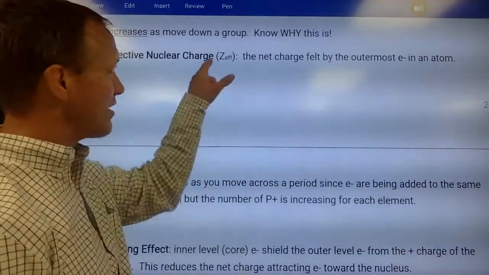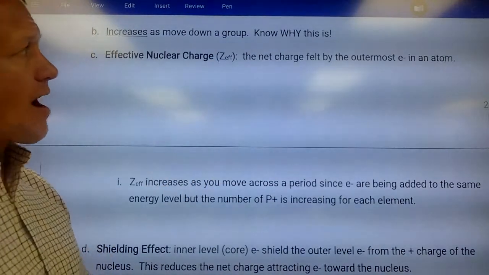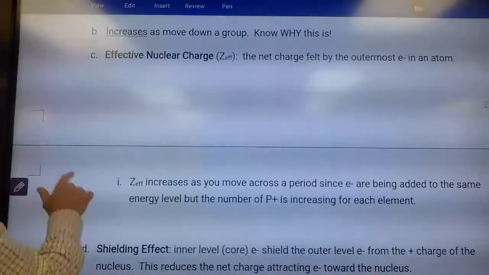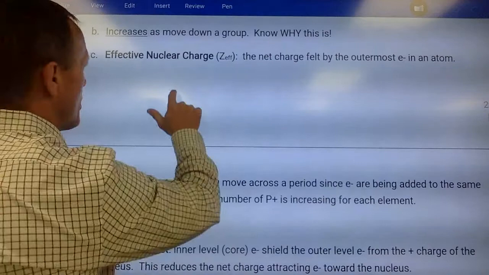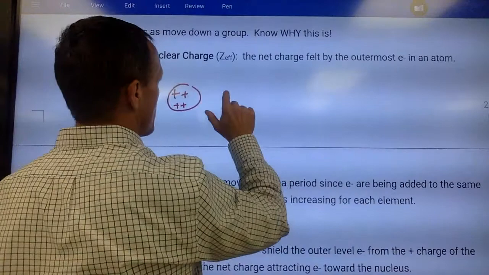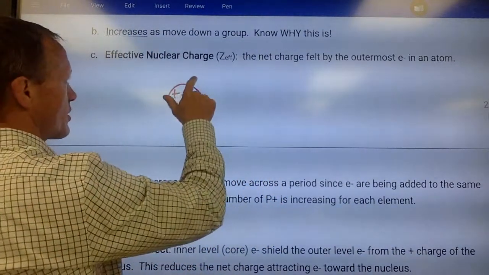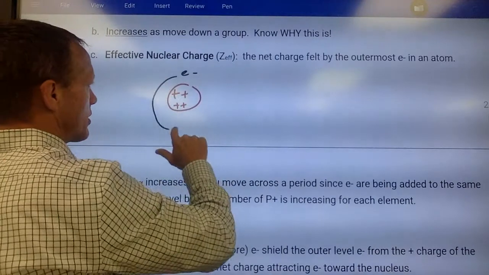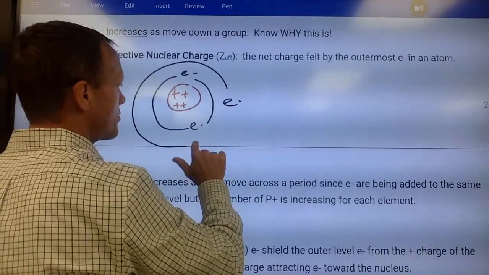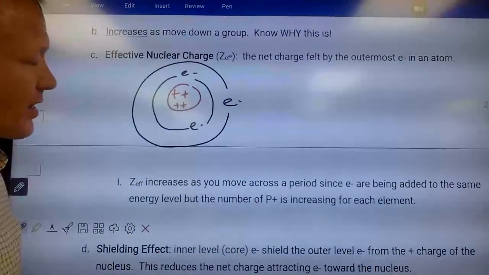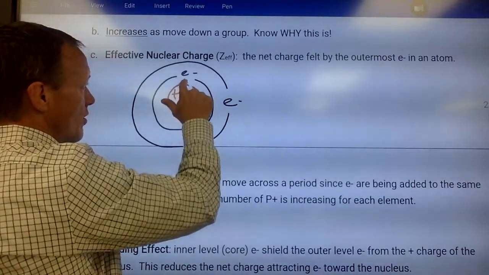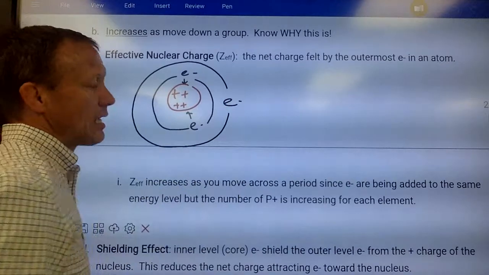Effective nuclear charge, or Z effective, is the net charge felt by the outermost electron in an atom. What that means is, if we have a nucleus and we have some electrons, I don't have equal positives and negatives, but that's okay. These protons have some attraction for those electrons. Well, there's more attraction for these electrons than there is for this electron.